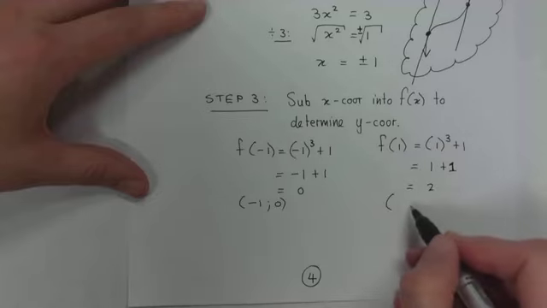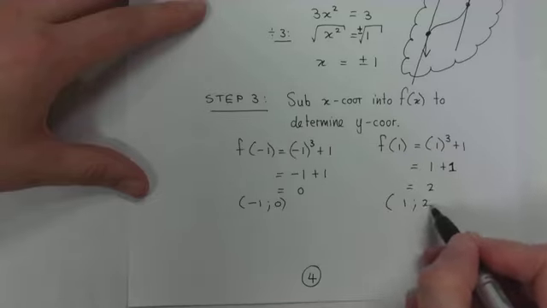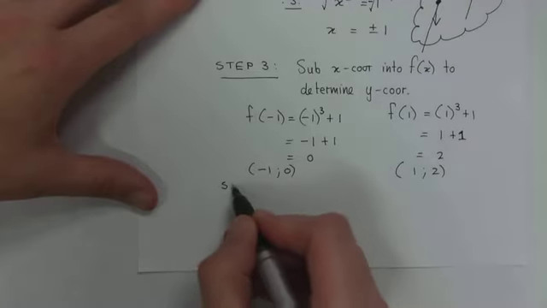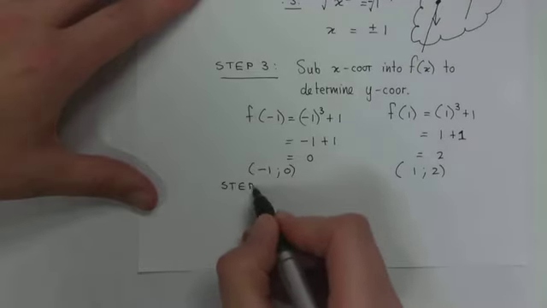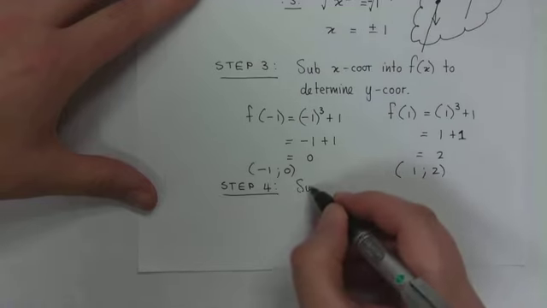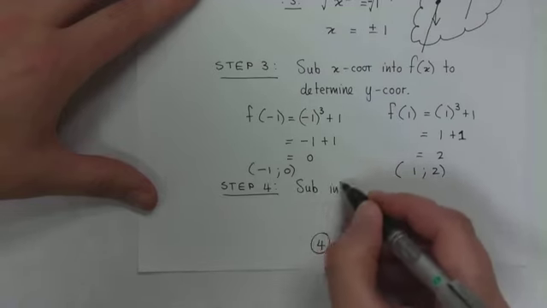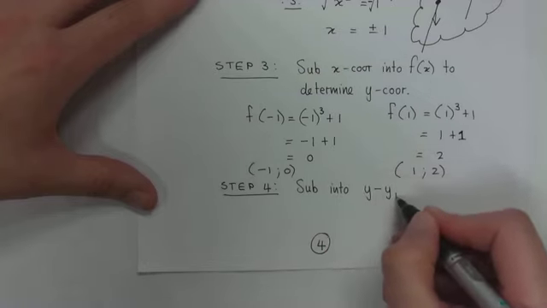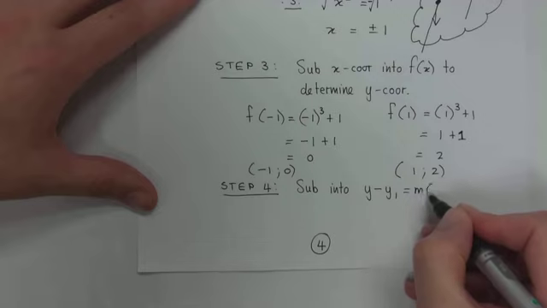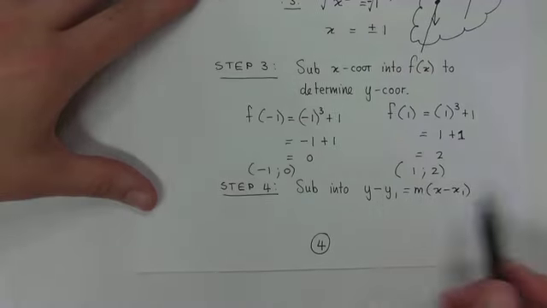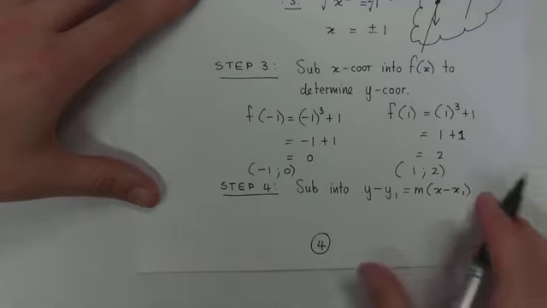Which means the other point of contact is the point (1, 2). Now finishing that off, step 4 is just to substitute all that information that I've now got into that straight line equation. Like I said, this appears on your formula sheet. It's part of your analytical geometry, and it's a very easy formula to use. But if you don't like to use it, you can use y equals mx plus c.